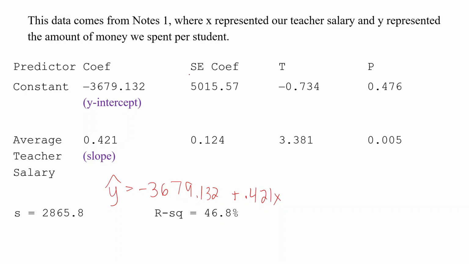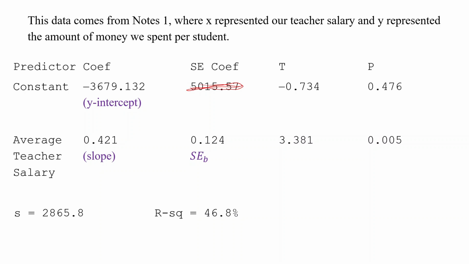So SE COEF, that stands for, what do you think? Standard error of our coefficient. So this value is the standard error of our y-intercept, and this value is our standard error of our slope. And we know now our standard error of slope is SE sub B, which we use in both our confidence intervals and our significance test. Now the standard error of our y-intercept we are not going to use in AP Statistics, so don't worry about that.